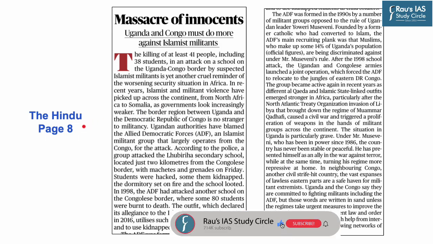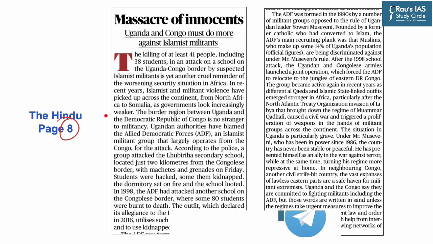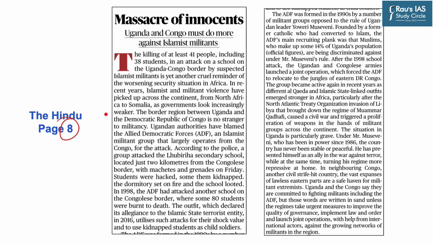Starting off with the first article of the day, which appeared on page 8 of today's Hindu newspaper. Now, Democratic Republic of Congo is in news because of the killings of at least 41 people in an attack on a school on the Uganda-Congo border by militants. The border region between Uganda and Congo is no stranger to militancy.